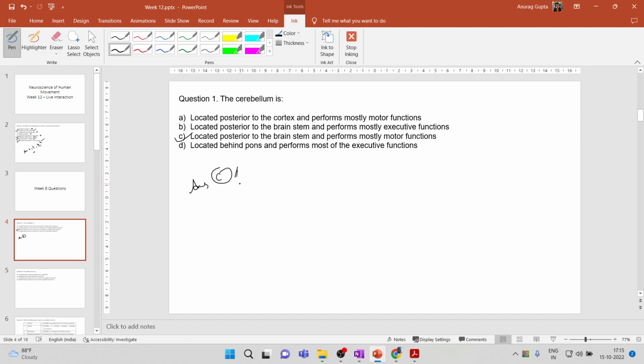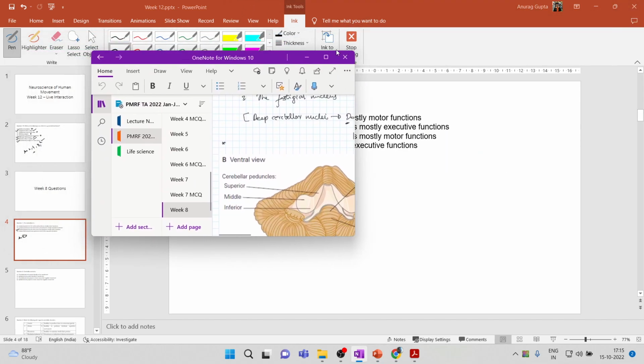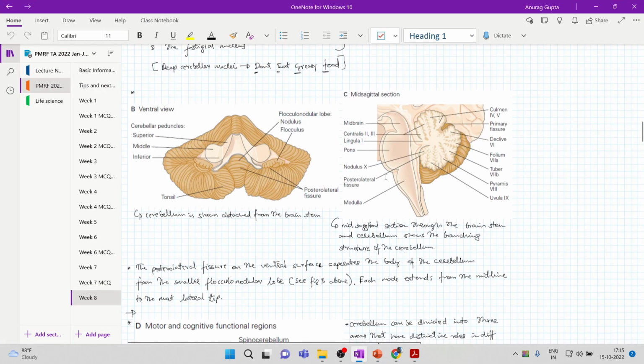So you can see this is a diagram of where the cerebellum is. We can see this is the brainstem. This is the midsagittal section of the cerebellum and the brainstem, and you can see that this particular position is the anterior, and this is the posterior. So it is posterior to the brainstem.